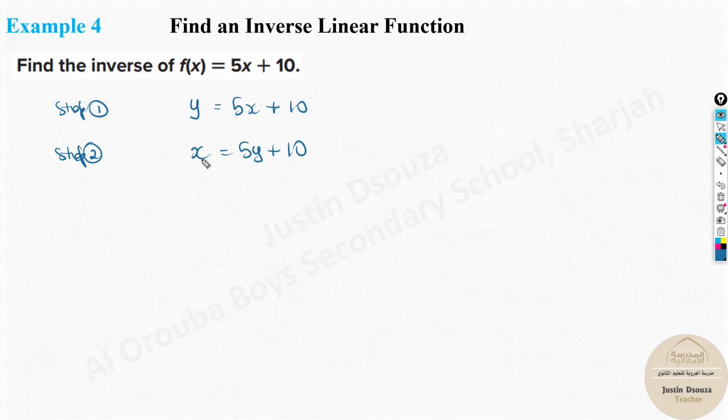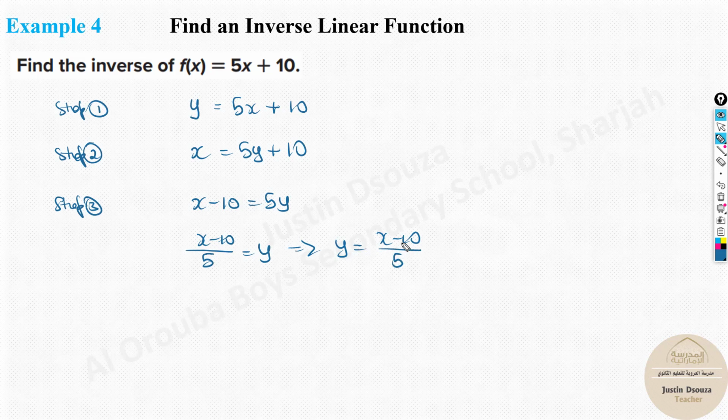Now we have swapped. Whatever this newly formed y is, is the inverse function. So step 3 is to solve for y. Keep y on one side and everything else on the other side. So x minus 10 equals 5y. Let's take 5 to the other side. It's going to be x minus 10 divided by 5 equals y. Or you can write this as y equals x minus 10 by 5. I've just written y first and then the other terms. This is x minus 10 by 5.